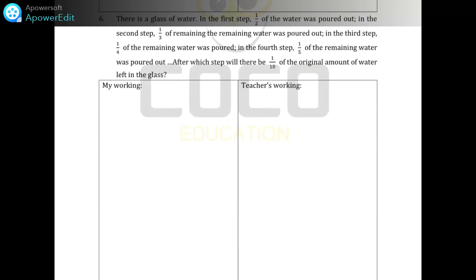Alright, let's take a look at question 6. So there is a glass of water. In the first step, half of the water will pour out. So after the first step, the amount of water left is half of the total.